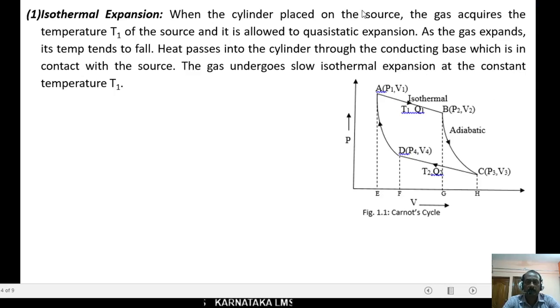When the cylinder is placed on the source, the gas acquires the temperature T1 of the source and it is allowed to undergo quasi-static expansion. As the gas expands, its temperature tends to fall. Heat passes into the cylinder through the conducting base which is in contact with the source. The gas undergoes slow isothermal expansion at the constant temperature T1.